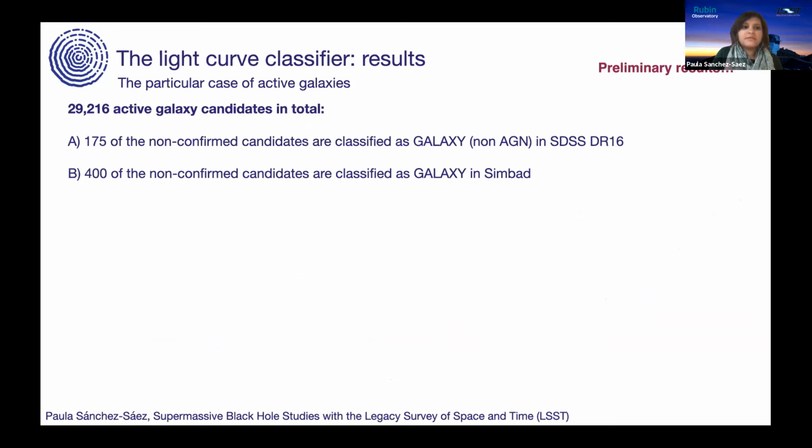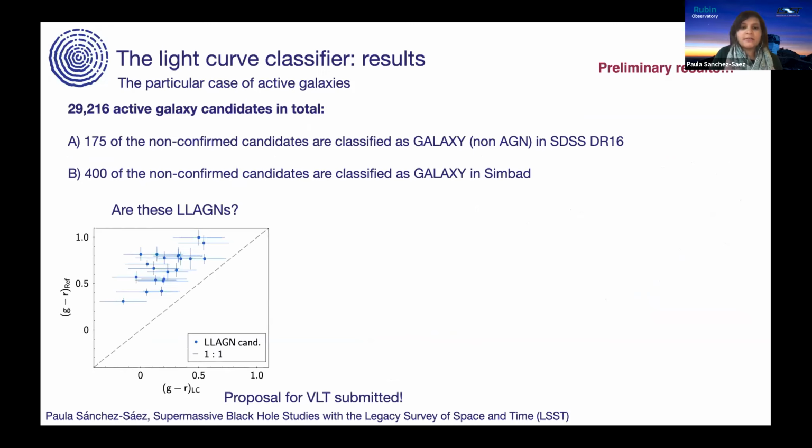And we are also finding very interesting candidates, which are, for instance, classified as galaxy by other surveys like SDSS or in the SIMBAD database. And we are thinking that maybe these sources can be low luminosity AGNs, because if you see the colors in the reference images, they tend to be very red. But if you see the different light curves, they tend to show bluer colors.